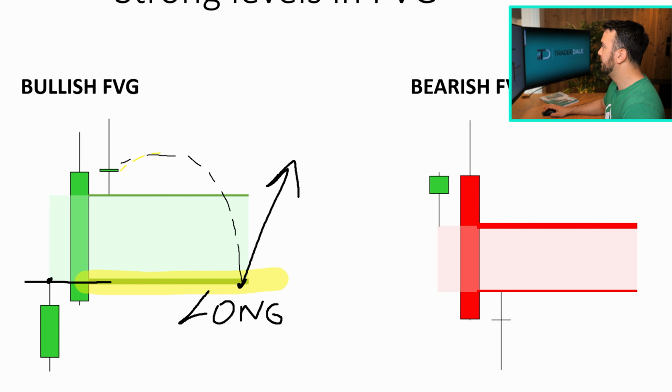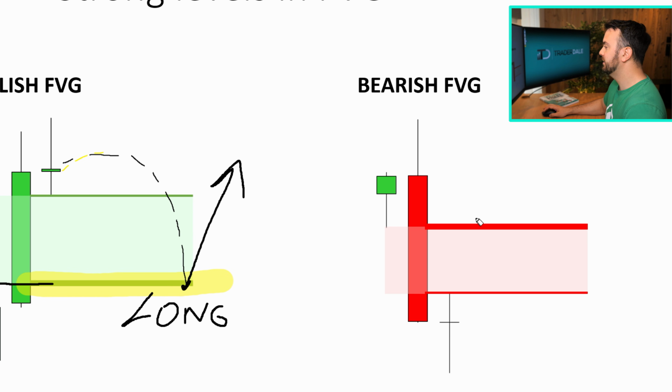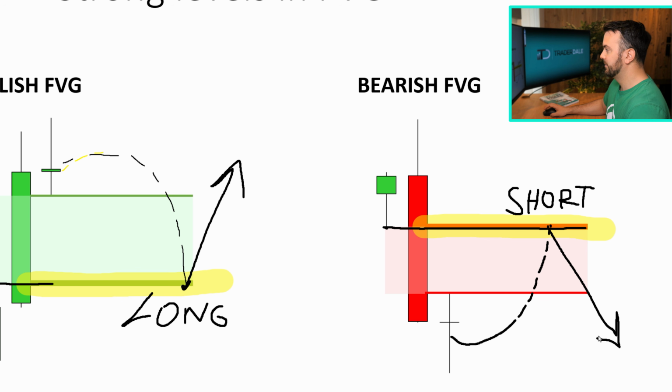Now let's take a look at the bearish fair value gap. In here, the beginning of the bearish fair value gap is this level. Okay, it is the low of the first candle, and this is a resistance. When the price makes pullback to it, it's short from there, like this. Okay, for me, those are the strongest levels in every fair value gap.